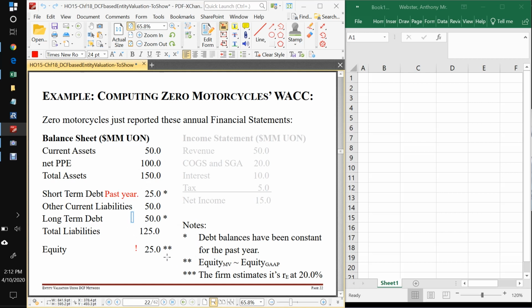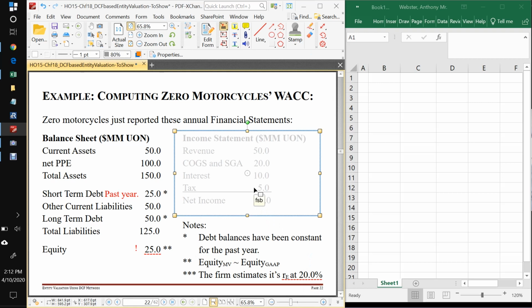Okay, what's our second note here? Equity market value is equal to equity GAAP. Okay, that's good. And this does happen, not with some infrequency, that the GAAP value of equity happens to be pretty close to the market value of equity. So we can just use this for our market value of equity. And while we're down here with the notes, let's see what this says. The firm estimates its RE at 20%. We know from the last chapter how they did that. They probably used CAPM and got their beta, estimated their market rate, all that jazz, and did what we did in the last chapter to estimate their RE.